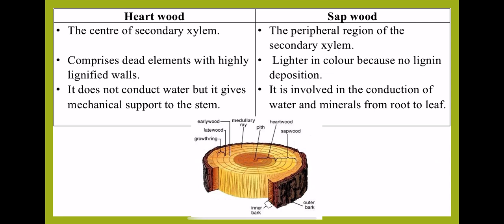Heartwood does not conduct water, but it gives mechanical support to the plant. Sapwood is involved in the conduction of water and minerals from root to leaf. So heartwood, as I told, has dead elements with highly lignified walls, and it also has substances like resins, tannins, gums, aromatic substances and essential elements. Because of these substances, it is durable and resistant to attacks of microorganisms and insects. This is about heartwood and sapwood.